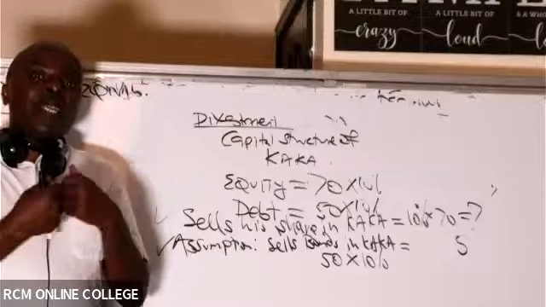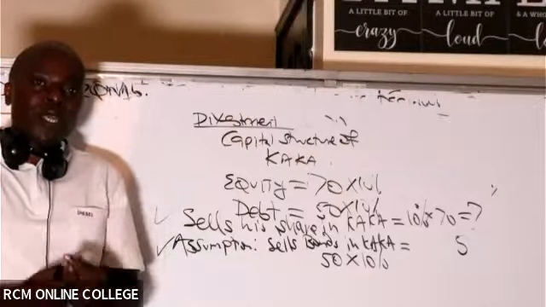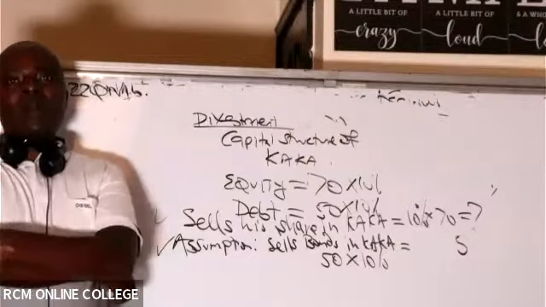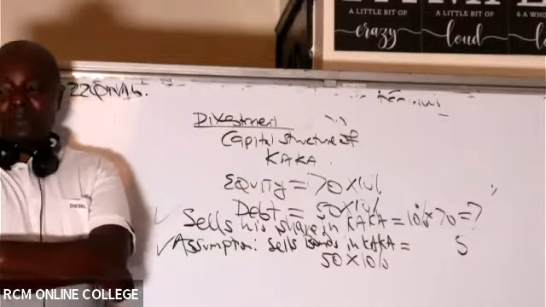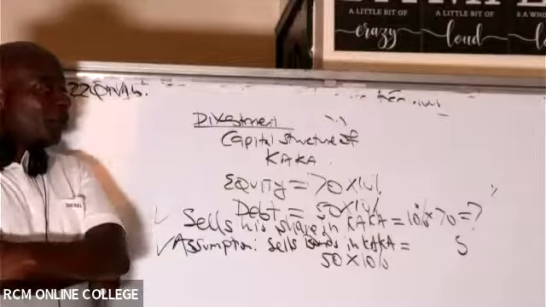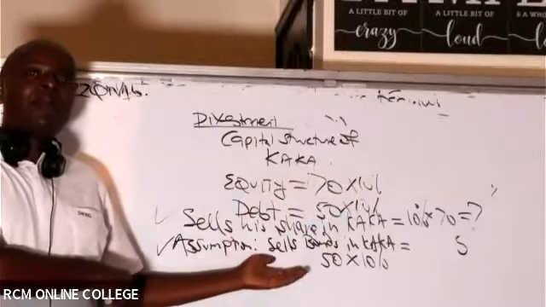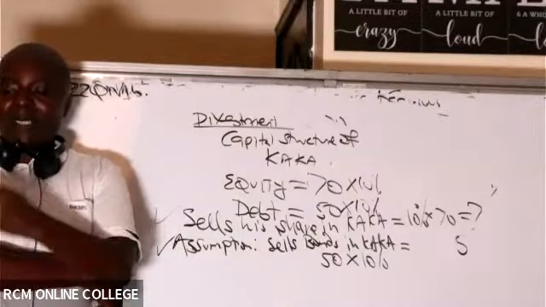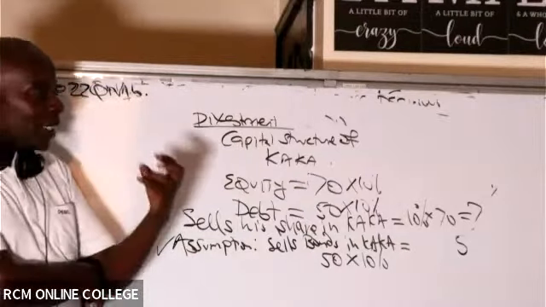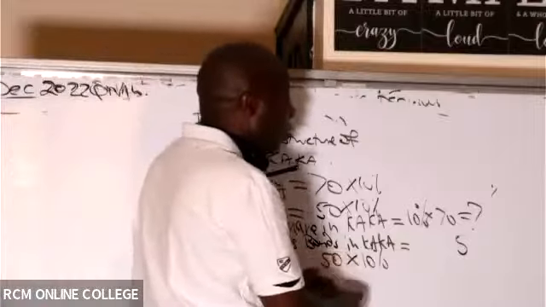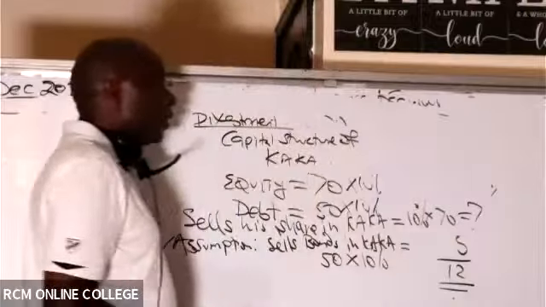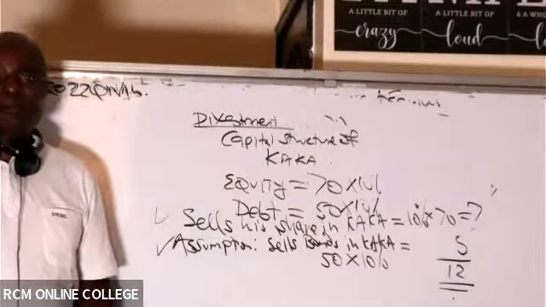So when he does this divestment and borrowing, how much shall he be having in total? He has been able to sell his shares and he has been able to sell bonds. When you sell bonds, you're borrowing. So how much shall he have in total? It is 7 plus 5. So the amount he has in total will be 12.